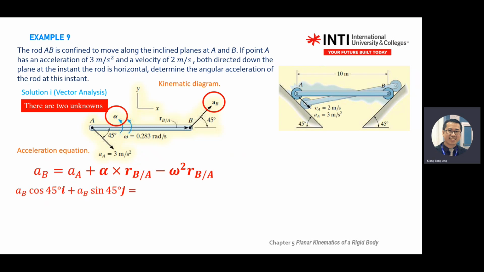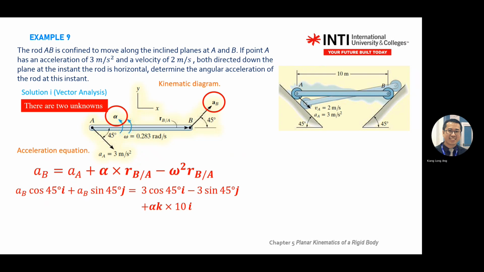You break AB, going up at 45 degrees. You break it into I and J, so that's why AB cos 45 I plus sine 45 J. Then A is also the same. Break this arrow into X and Y, plus alpha. What is alpha? We don't know, but it is going out, positive K, cross R B stroke A, in the X direction. The length is 10, so 10I.